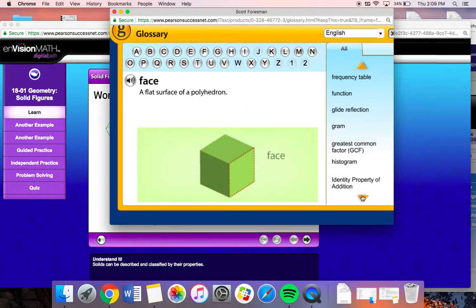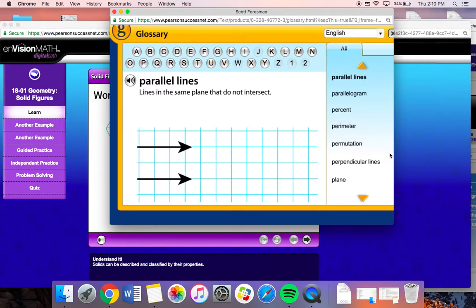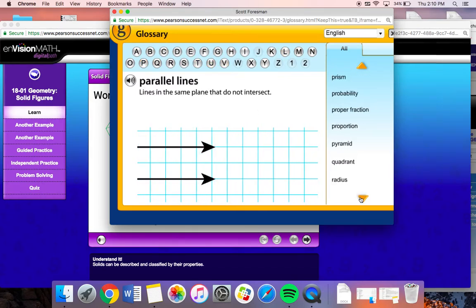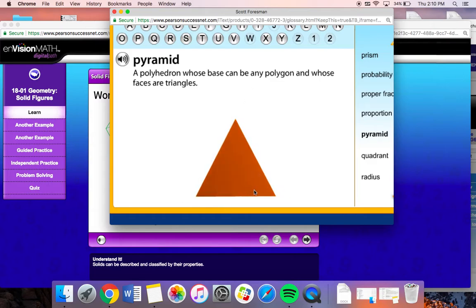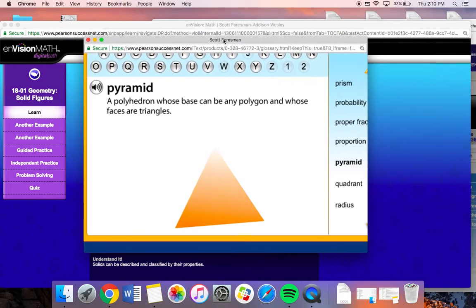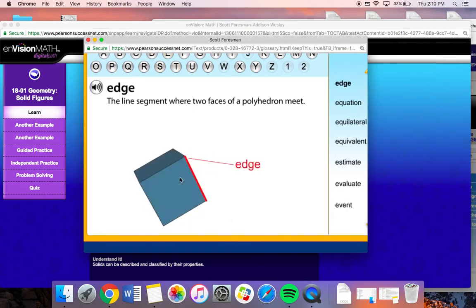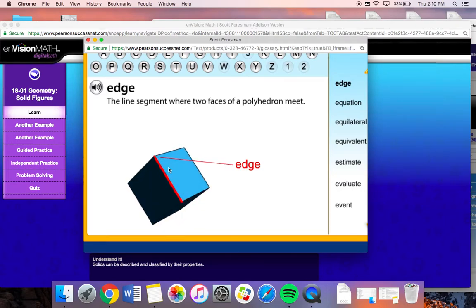Next one is pyramid. A pyramid is a specific type of polyhedron whose base can be any shape, any polygon, and whose faces, the up and down sides, are triangles. They're triangles because they meet in a point every time. I know that it's a pyramid if it ends in a point. The next one is edge. An edge is a line segment, which means it stops, where two faces of a polyhedron meet. So for this one, this face and this face meet on the edge.